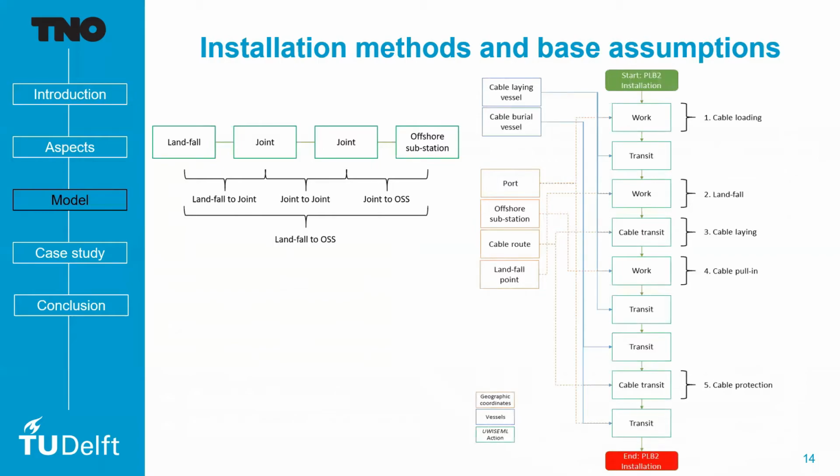So here's an example. Let's say we are doing a post-lay burial method. What happens first is cable loading takes place. You load the cable onto the vessel, and then your cable layer moves and lays the cable, and then it performs a landfall, and once the landfall is complete, it continues laying the cable, and then it moves all the way to the substation, and once the substation is reached, the process ends. These are the respective inputs and the respective variables that go into this process.